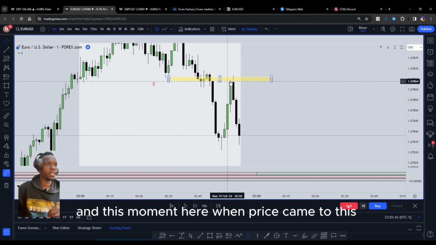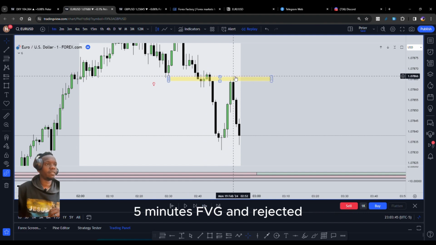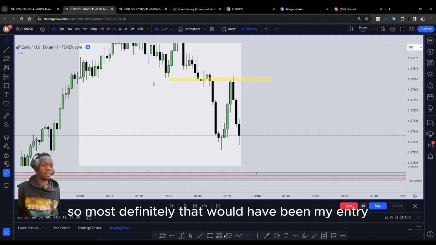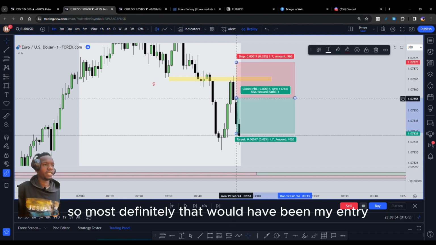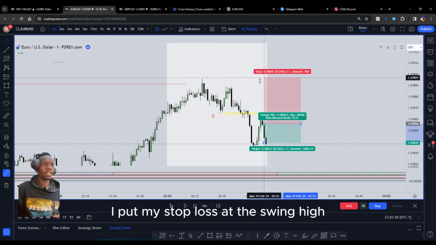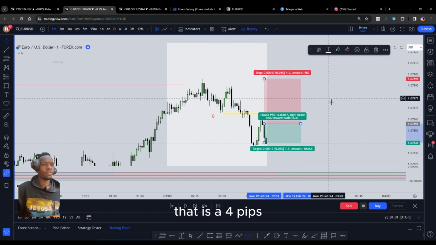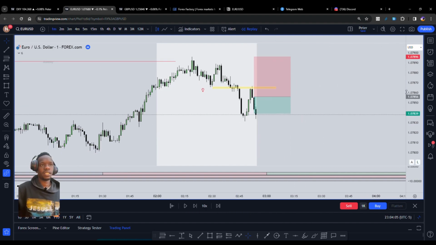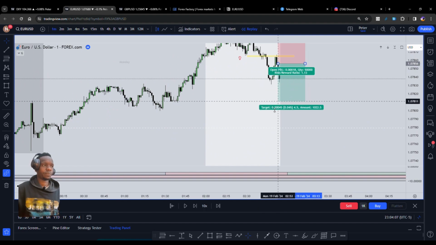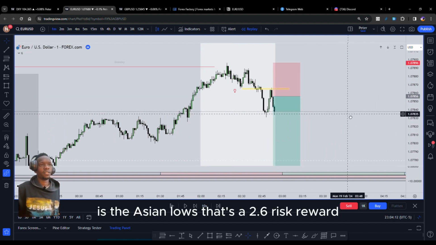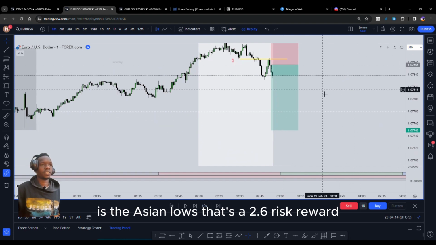here, when price came to this 5 minutes fair value gap and rejected like this and closed, so most definitely that would have been my entry, because now I have confirmed. Where do I put my stop loss? I put my stop loss at the swing high. That is 4 pips. 4 pips, yes. And my target is the Asian lows. So that's at 2.6 risk reward.